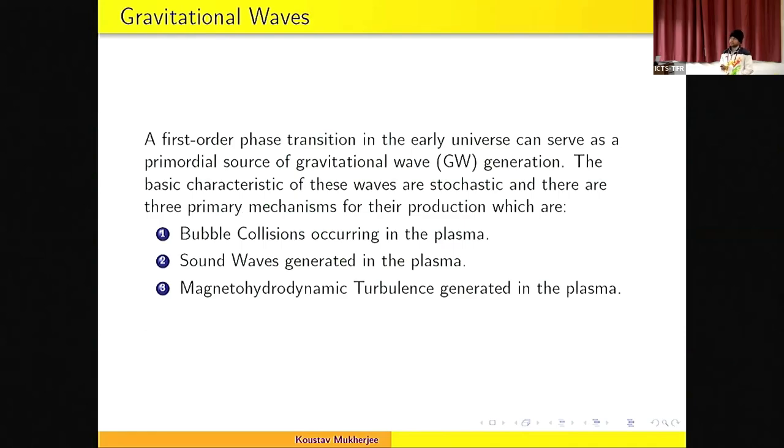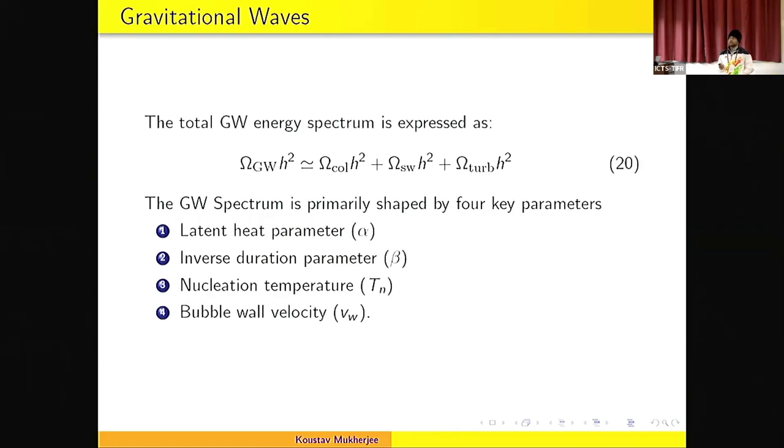And now the gravitational waves. The first order phase transition can also act as a source of primordial gravitational waves, which can comprise three mechanisms: the collisions of the bubbles of the true vacuum, which collide with each other; the sound waves generated when the bubbles are colliding; and the magnetohydrodynamic turbulence generated in the plasma. So this total energy spectrum of GW is expressed as this equation 20, which has the collision, sound wave, and turbulence terms. This GW spectrum is primarily shaped by 4 key parameters: alpha, beta, Tn, and vw.